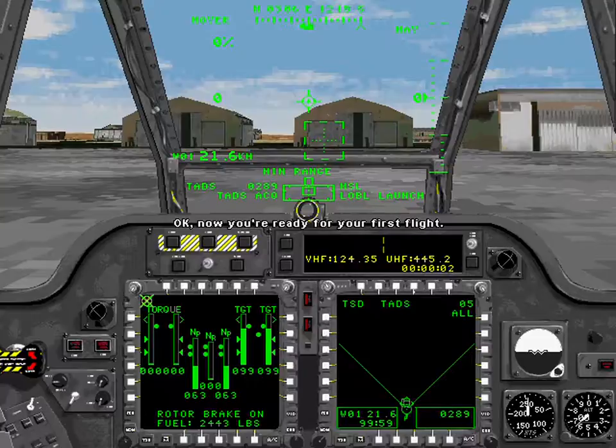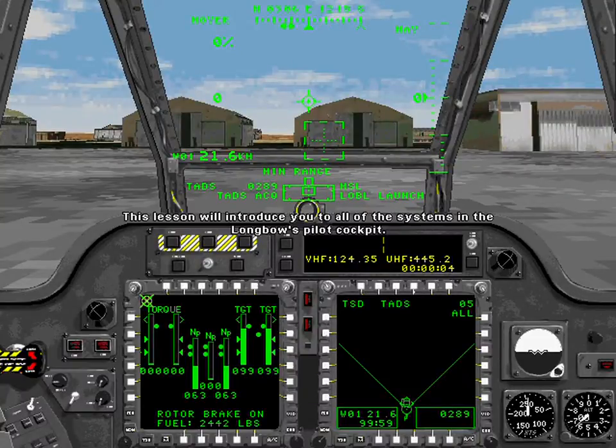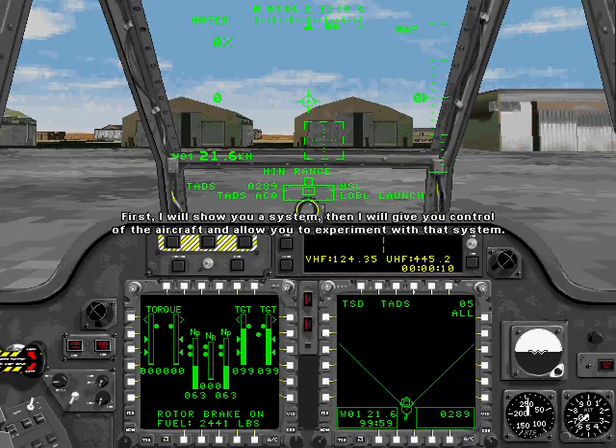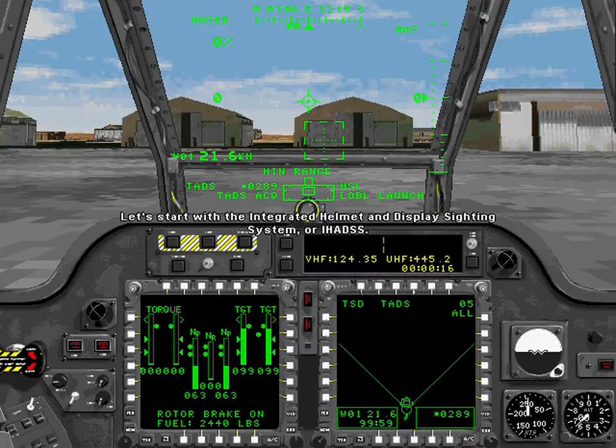Now you're ready for your first flight. This lesson will introduce you to all of the systems in the Longbow's pilot cockpit. First, I will show you a system, then I will give you control of the aircraft and allow you to experiment with that system. Let's start with the Integrated Helmet and Display Sighting System, or IHADS.